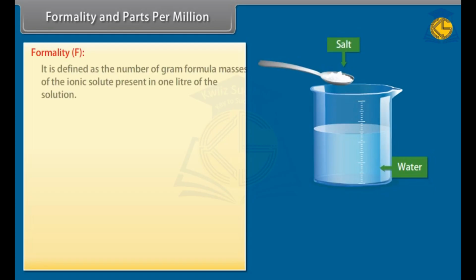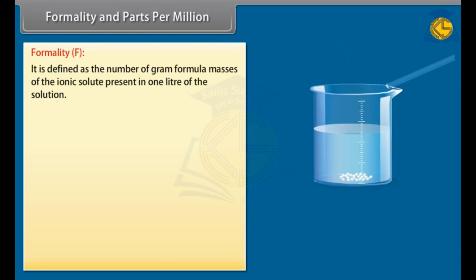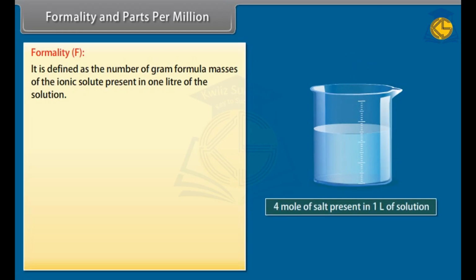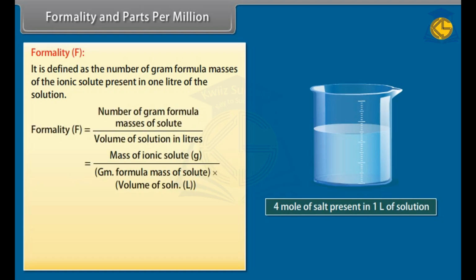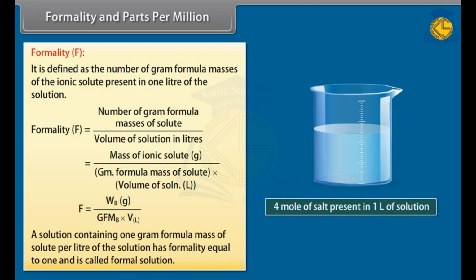Formality. It is defined as the number of gram formula masses of the ionic solute present in 1 liter of the solution. It is represented by F. Mathematically, formality is represented by F is equal to WB in grams divided by the product of gram formula mass of B and volume of solution in liter. A solution containing 1 gram formula mass of solute per liter of the solution has formality equal to 1 and is called a formal solution.